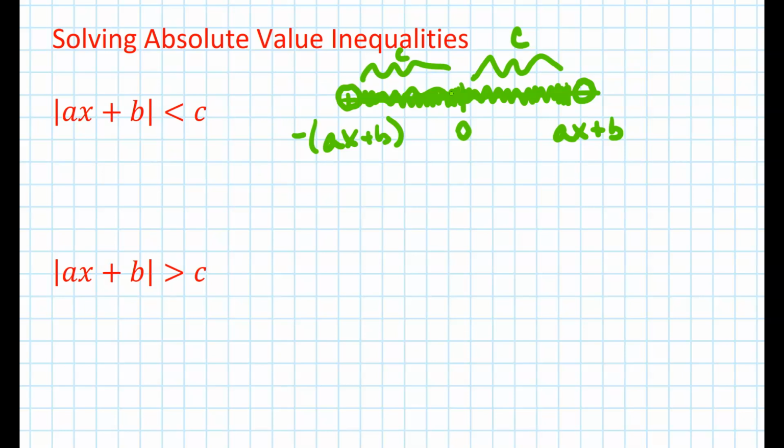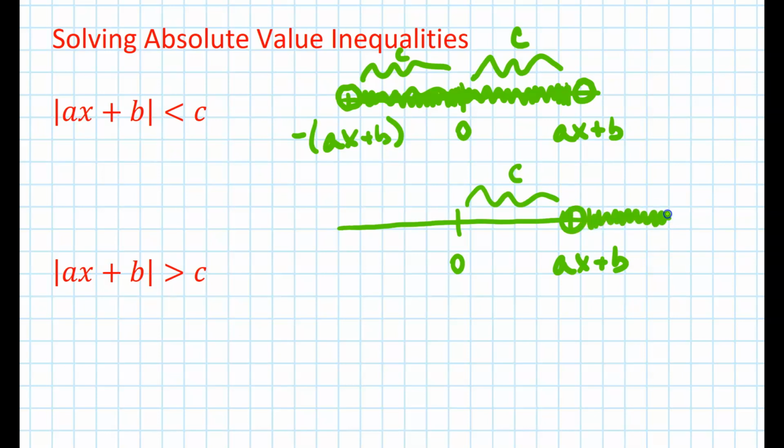For the greater than c, what's going to change? Again, this distance is c, but what values are we interested in? The greater than, so that means I would be interested in everything happening out here. And same thing over here. If I do the negative of that, again, this is the c, but I'm interested in everything greater than that distance.